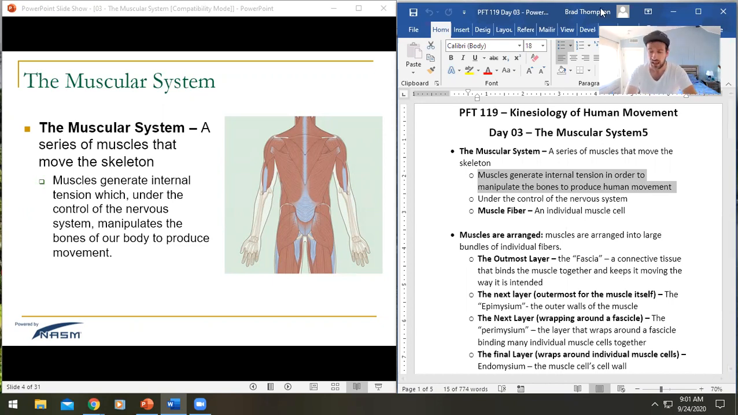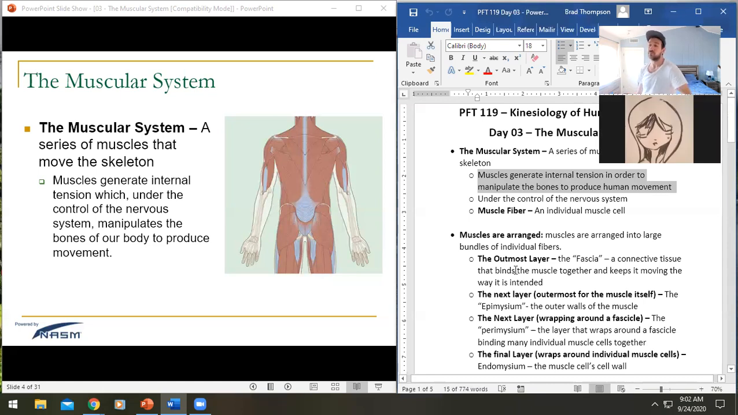As we move throughout this entire lesson, I'm just going to say one thing up top that I want you to keep in mind throughout the whole lesson today, and that is this: muscles can only pull. That's the only thing they can do.